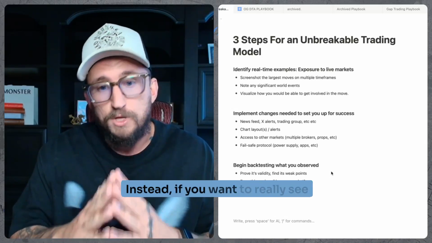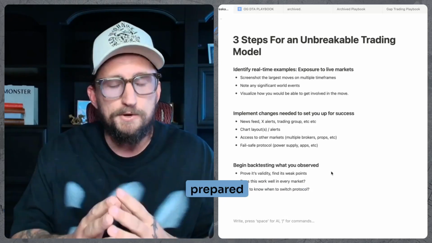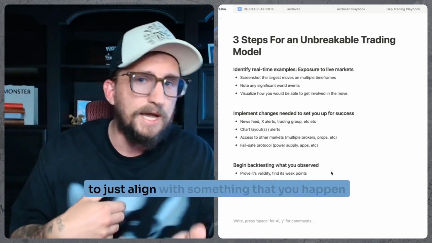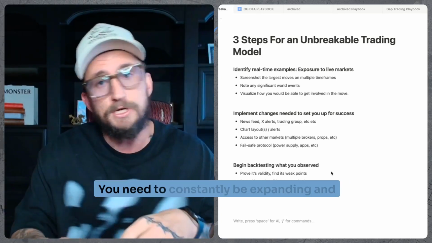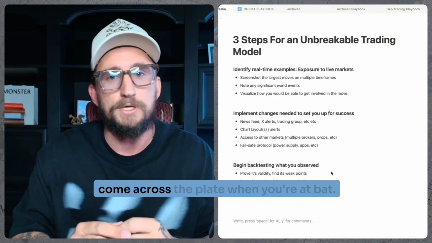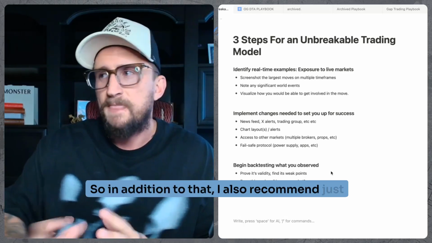Instead, if you want to really see unbreakable results, you need to have a prepared approach to the markets. You cannot just walk in and hope that it's going to just align with something that you happen to know. You need to constantly be expanding and constantly be ready for what it is that might come across the plate when you're at bat.